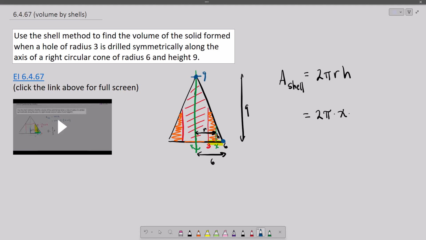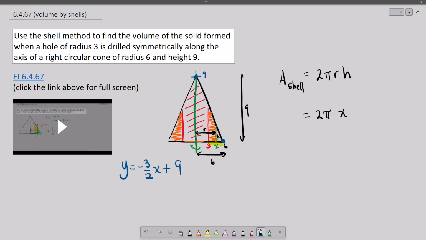9. And that horizontal distance right here is 6. So the slope is negative because it's going down. And the rise over the run, it's going to be 9 over 6. So the slope will be negative 9 over 6, which is negative 3 over 2. So the equation will be y equals negative 3 over 2, that's the slope, times x, plus the y-intercept is 9.